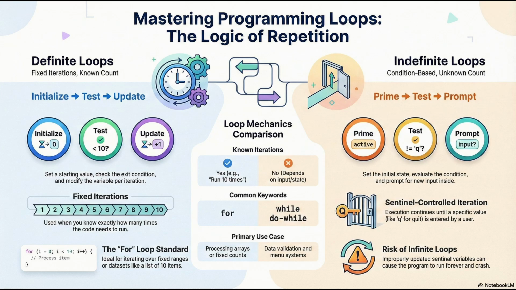The source material uses a classic example for this, the 5 times table. Just a simple program that prints 5 times 1 is 5, 5 times 2 is 10, all the way up to 10. It's the perfect example of a definite loop. You know the range is 1 to 10. You initialize at 1, you test against 10, you update by adding 1 each time. It doesn't matter if you're using Python or Java or C++. The syntax might change slightly, like Python uses for i in range. But that core logic of initialize, test, update is universal.